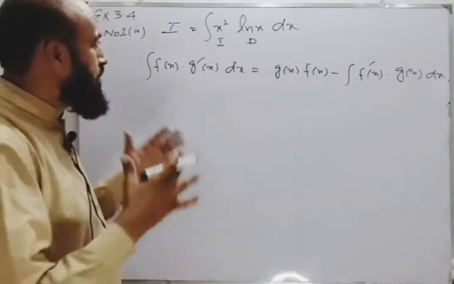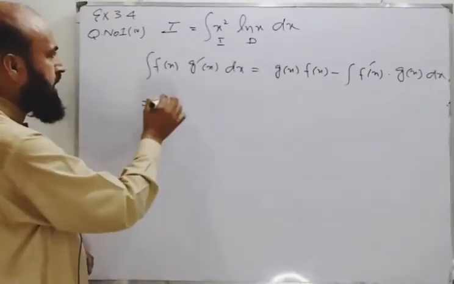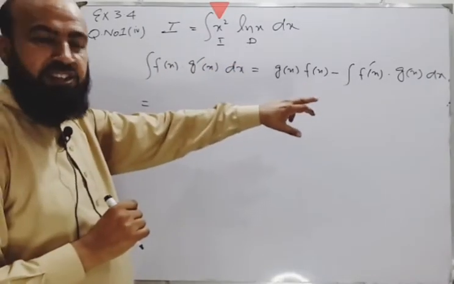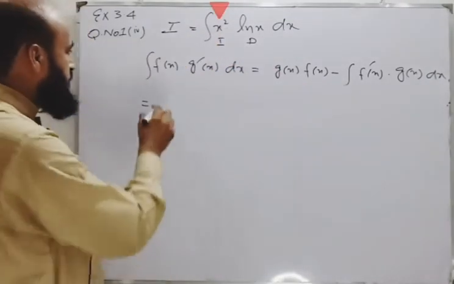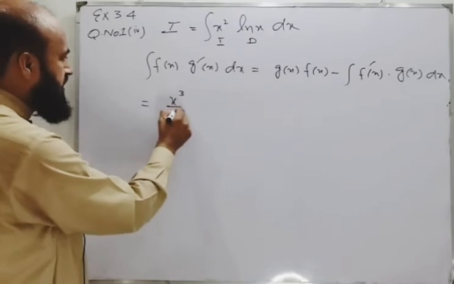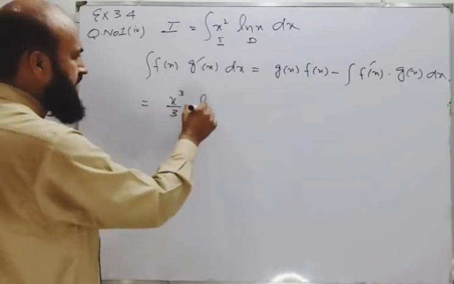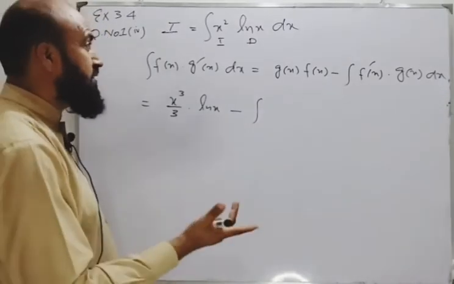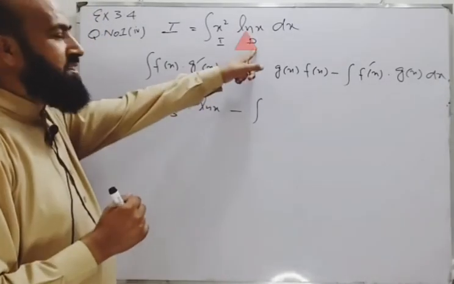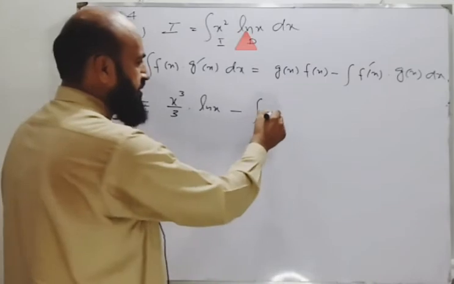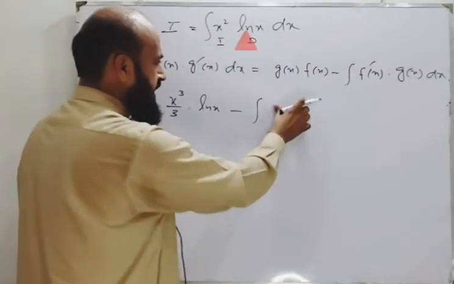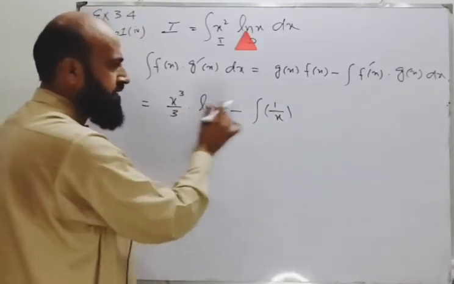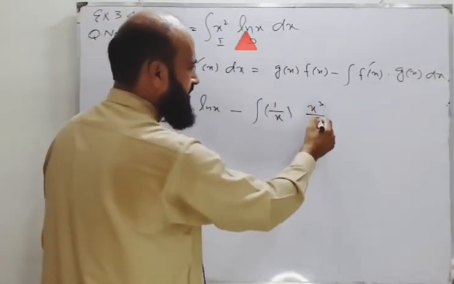Now we are going to apply the same method here. First of all, we take the integration of the function x square. So its integration is x cubed by 3. The second function will remain as it is. The negative sign, then f dash of x. What is f dash of x? The derivative of the second function, natural log of x, is 1 by x, and this function will remain there, x cubed by 3 as it is.